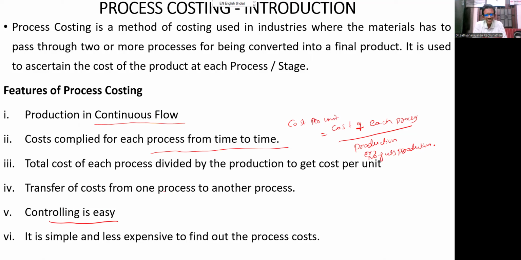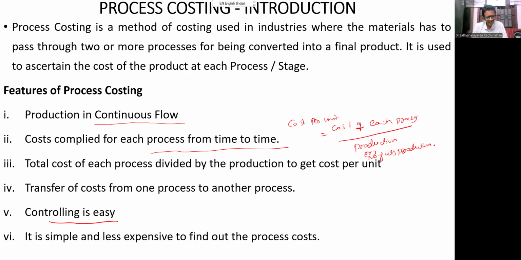So here controlling is very easy and simple. For each stage of production, we are going to prepare the process account. First stage of production, process 1 account. Second stage of production, process 2 account. Third stage of production, process 3 account, and so on. So in such a situation, it becomes very easy and very simple to control.